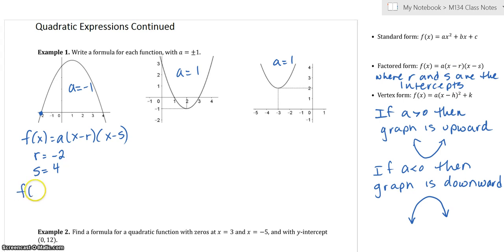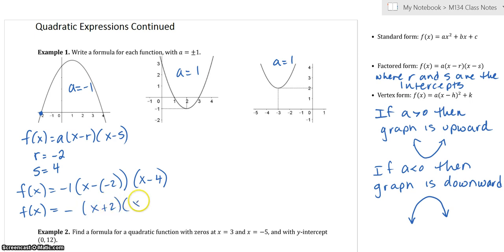So our formula, therefore, is going to be -1, x minus the r, which is -2, and then the x minus the s, which is 4. We can rewrite this a little nicer because you don't really need to write that negative, but you can. And the first factor can be written as x plus 2. And there you have it. That is the answer of the first one.